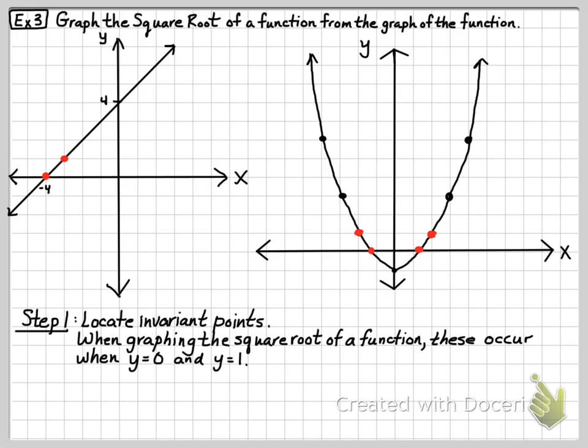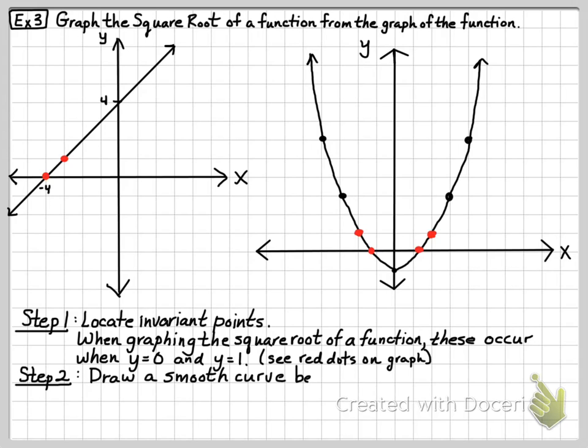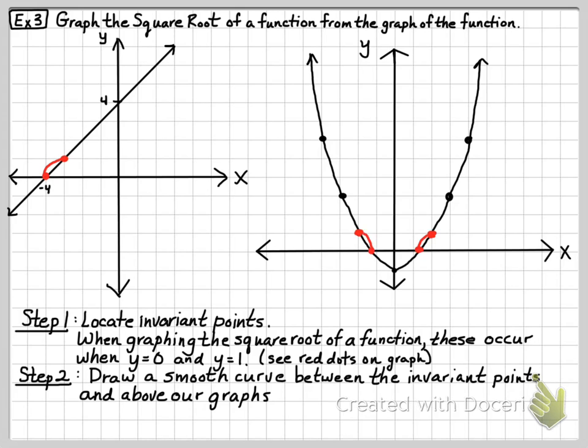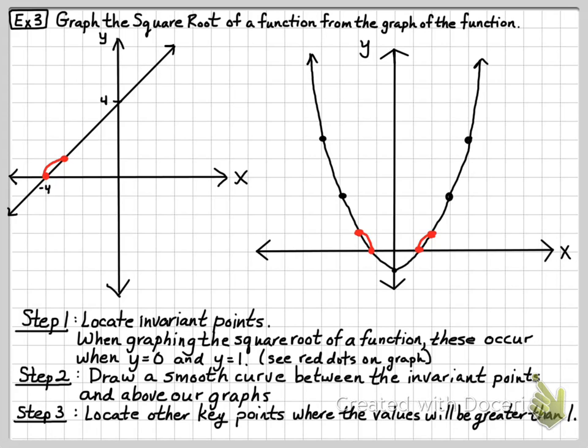Those are going to be the red dots that are showing up on our graphs right now. Next, step 2, we're going to draw a smooth curve between the invariant points, between 0 and 1, and we're going to draw it above the graphs. So as you can see, I drew it above the graph on the line and above the graph on the parabola. Step 3 is going to be locate other key points where the values will be greater than 1.